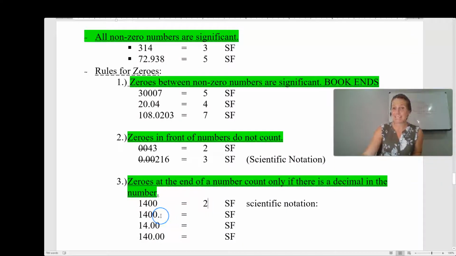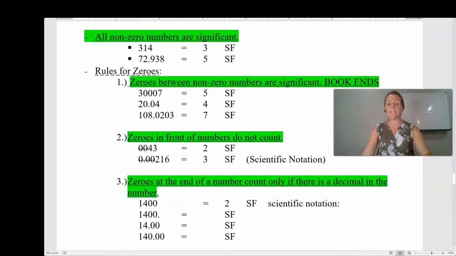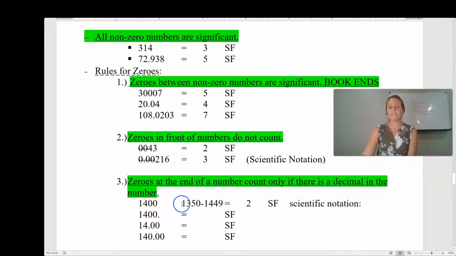If we add the decimal place, then we add the assuredness that those are zeros. If we have a number like 1,400 with no decimal place, what I'm really saying is that this number is somewhere between 1,350 and 1,449. These numbers, 1,350 to 1,449, would both round to 1,400.